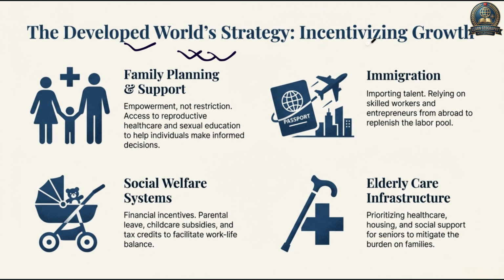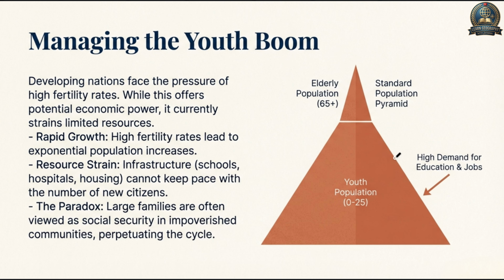What will be the strategies for population control or population initiation in developed countries? Incentivizing growth. First of all, family planning and support: encouragement, not restrictions, access to reproductive healthcare and sexual education to help individuals make informed decisions. Social welfare systems: financial incentives, parental leave, childcare subsidies, and tax credits to facilitate work-life balance. Then immigration, importing talent, relying on skilled workers and entrepreneurs from abroad to replenish the labor pool. Elderly care infrastructure, prioritizing healthcare, housing, and social support for seniors to mitigate the burden on families.